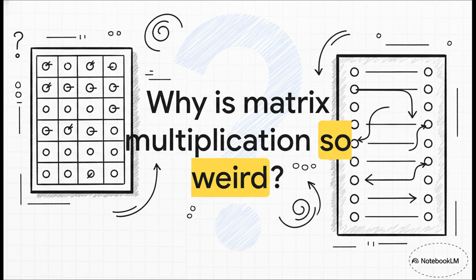If you've ever taken a linear algebra class, you've definitely asked this question. Why can't we just multiply the numbers in the same spots, right? Why this whole complicated dance with rows and columns? It feels so backward. But believe me, there is a very, very powerful reason behind the madness.